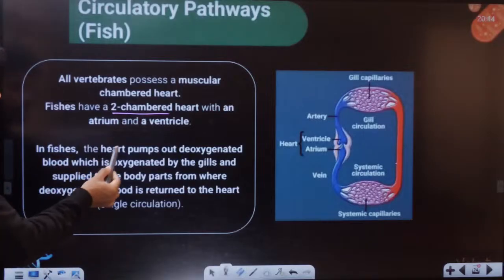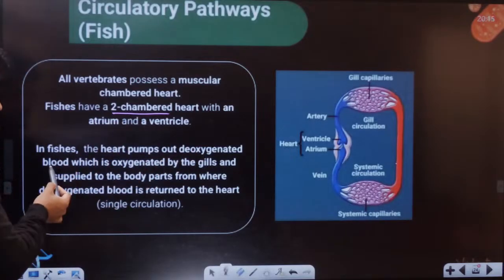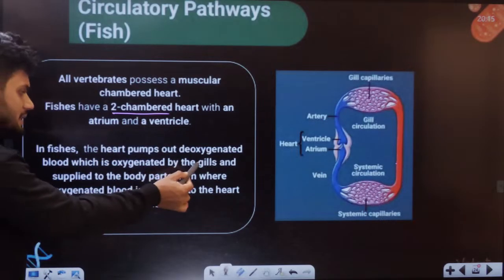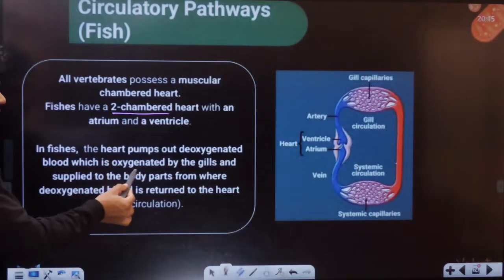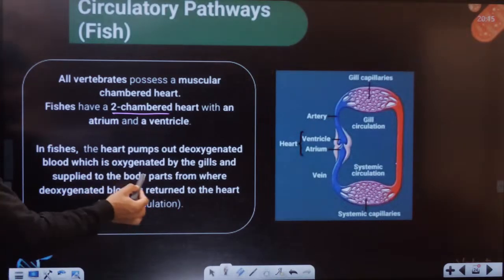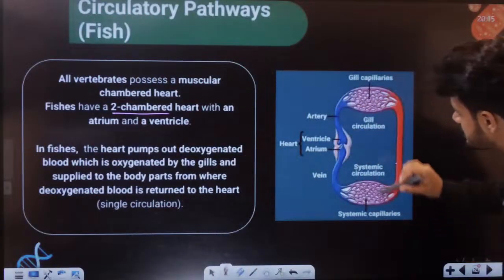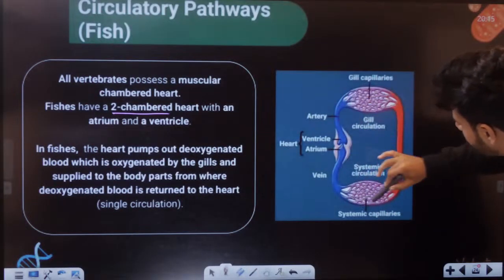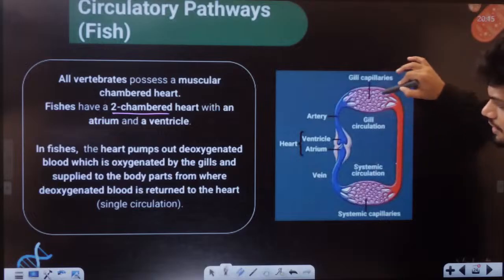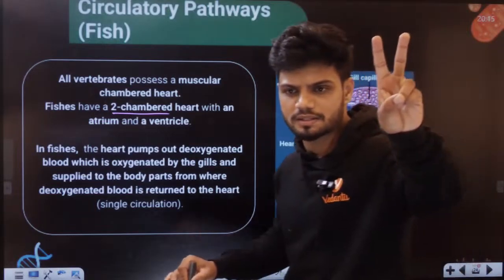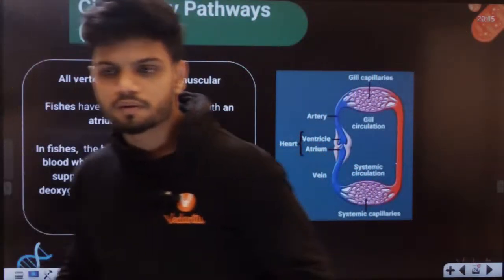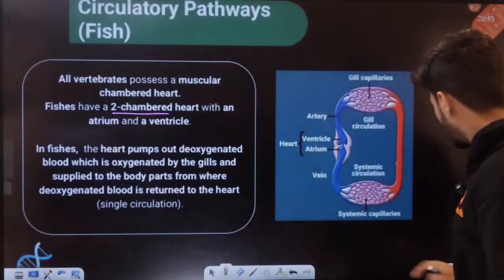In fishes, the heart pumps out the deoxygenated blood, which is oxygenated by the gills and supplied to the body parts, from where the deoxygenated blood is returned to the heart. So, single circulation. The blood leaves the heart only once and comes back only once. So single circulation is seen here because there are only two chambers. Okay students, I will give this one at the end of it. So only two chambers, students.